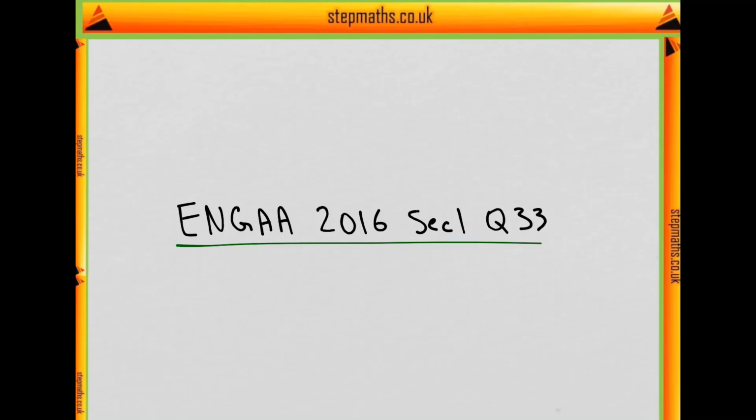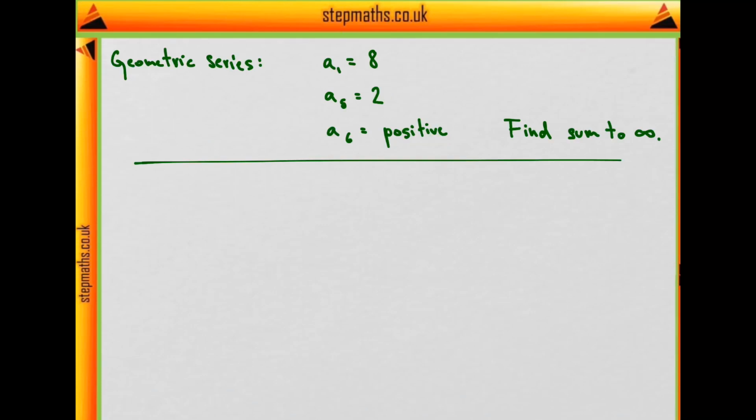In this video, we'll look at question 33 from the 2016 paper. So here we have a convergent geometric series, and we know that the first term equals 8, the fifth term is 2, and the sixth term is positive. And we are supposed to find the sum of this geometric series.